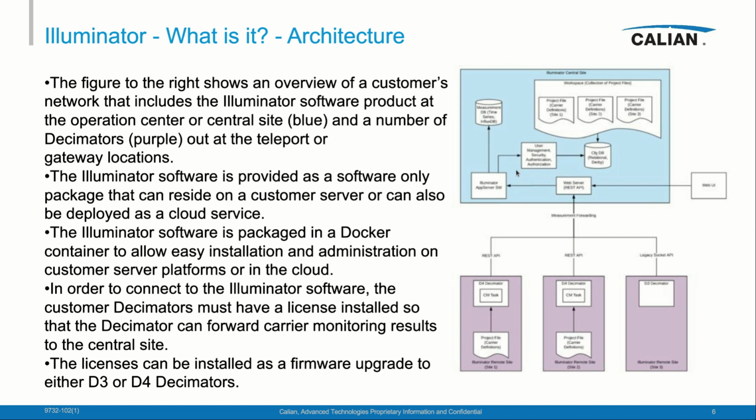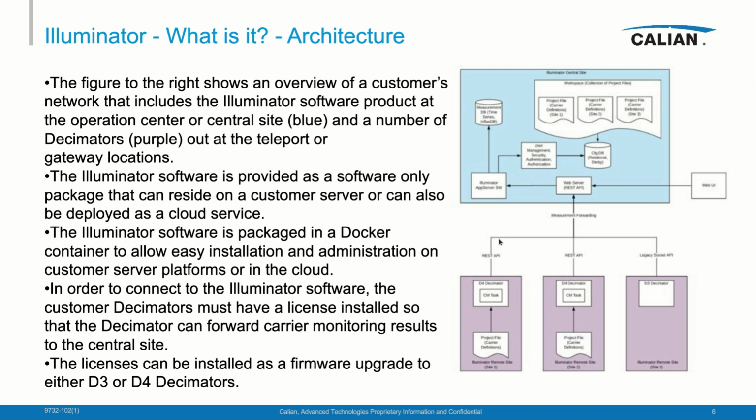So again, on the blue side here in the Illuminator, you have a web server, an app server, and some user management, and a database for the configuration where you have all the project files. In this case, there are three, one for each site that corresponds to each of these remote Decimators. Then you'll have a measurement database that stores the measurement results, with a little web GUI.